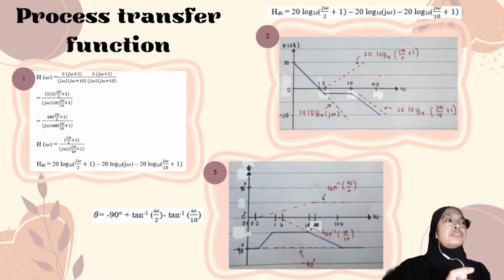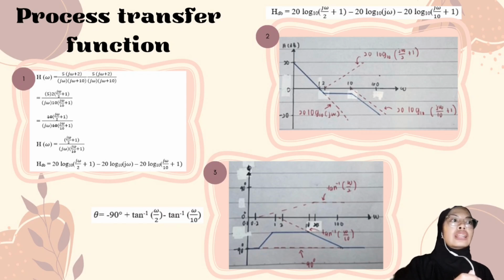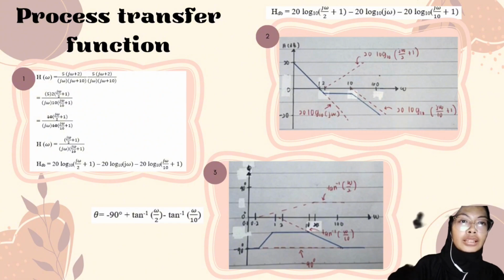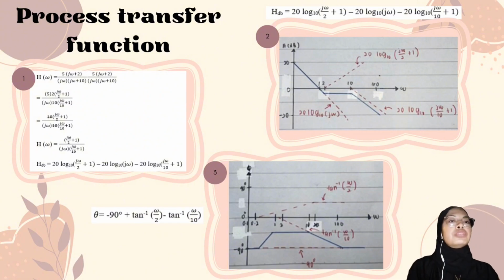So next, I will explain question C. This question is giving 5 times j omega plus 2 divided by j omega times j omega plus 10. For this question, we need to multiply with the same value as the question, which is we multiply with 5 times j omega plus 2 divided by j omega times j omega plus 10. After that, we will get the answer: 5 times 2 times (j omega over 2 plus 1) divided by j omega times 10 times (j omega over 10 plus 1). After that, we get 10.